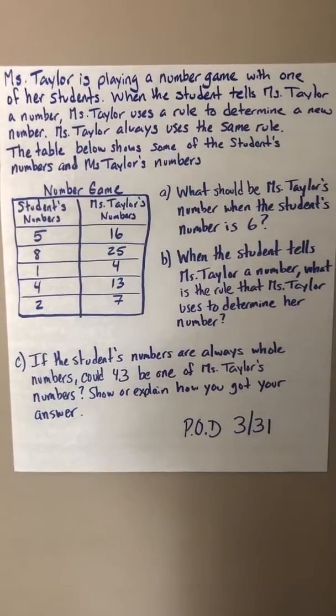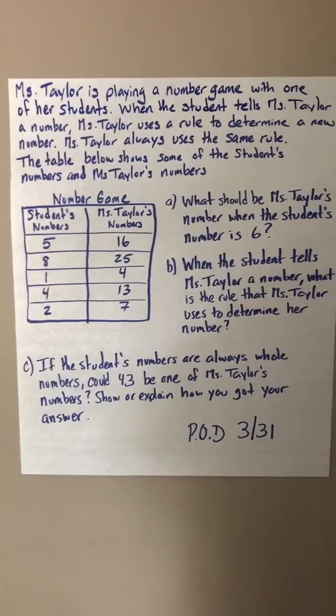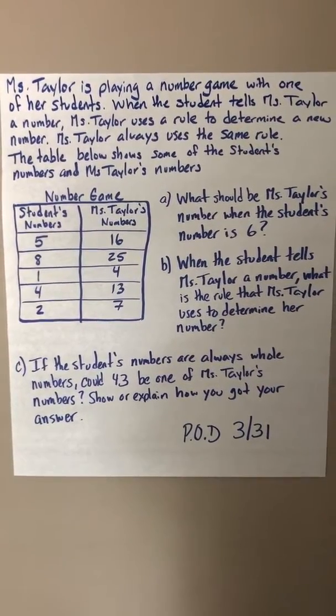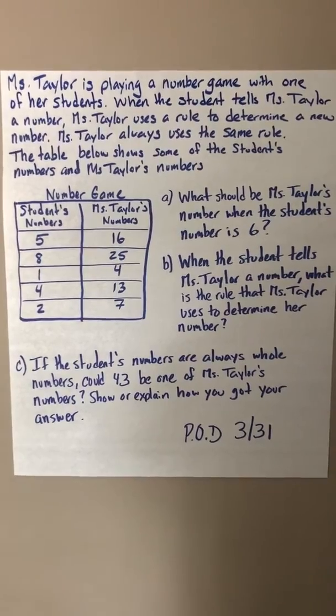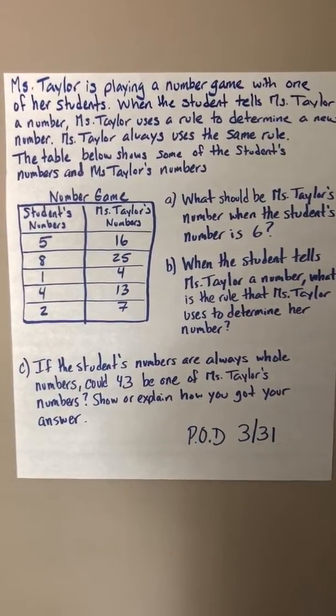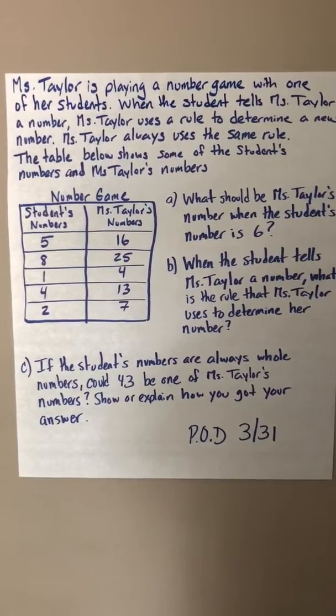So this problem was: Miss Taylor is playing a number game with one of her students. When the student tells Miss Taylor a number, Miss Taylor uses a rule to determine a new number. Miss Taylor always uses the same rule. The table below shows some of the students' numbers and Miss Taylor's numbers.